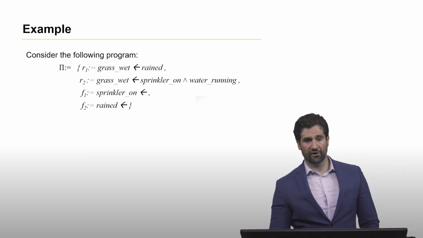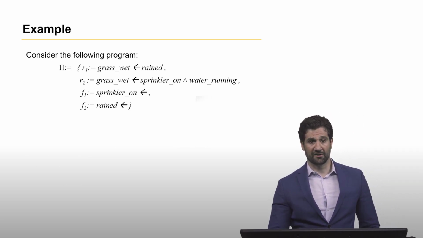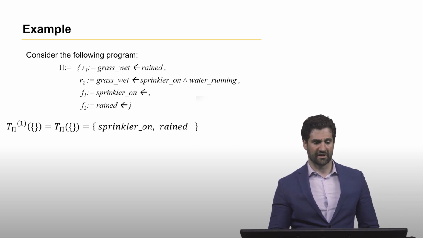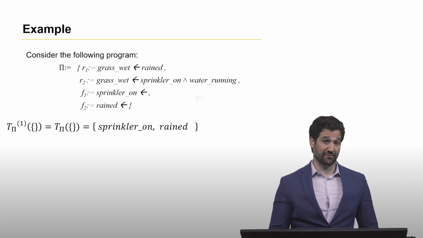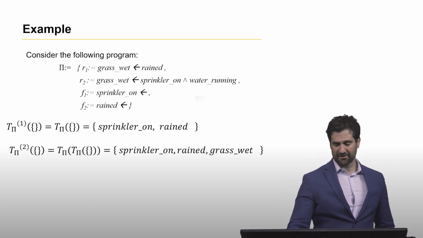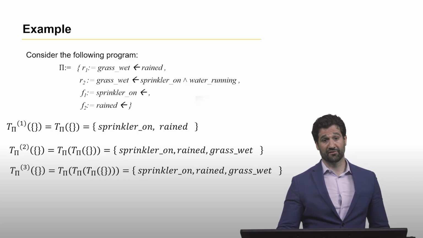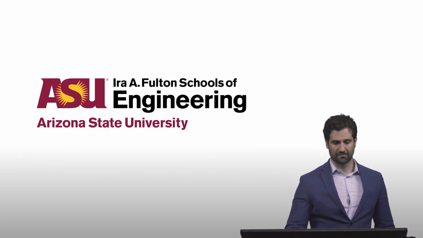So one more example before we wrap up. Here's our favorite "grass is wet if it rained" example. Again, we start with the empty set. It turns out the sprinkler is on and it rained, because those two facts became true. In the second application, now we know that the grass is wet. In the third application, we get the same thing, so we know we've converged and reached the fixed point.